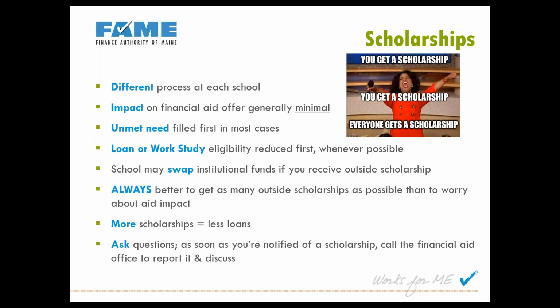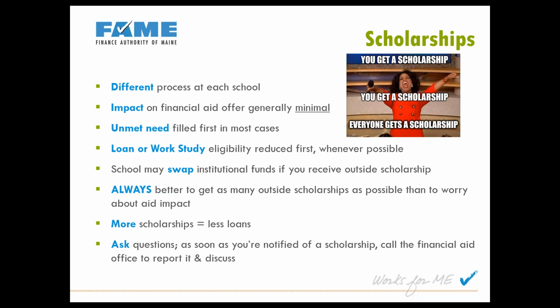In general, schools are going to reduce loan eligibility wherever possible. So they're going to apply it to any of the unmet need calculation. They're going to reduce loan eligibility or work study. So maybe the student's not going to utilize some of their work study, they're going to reduce that. They might swap institutional funds around. It's really never going to generate a bill to the school. There's always an option for swapping funds out or reallocating.